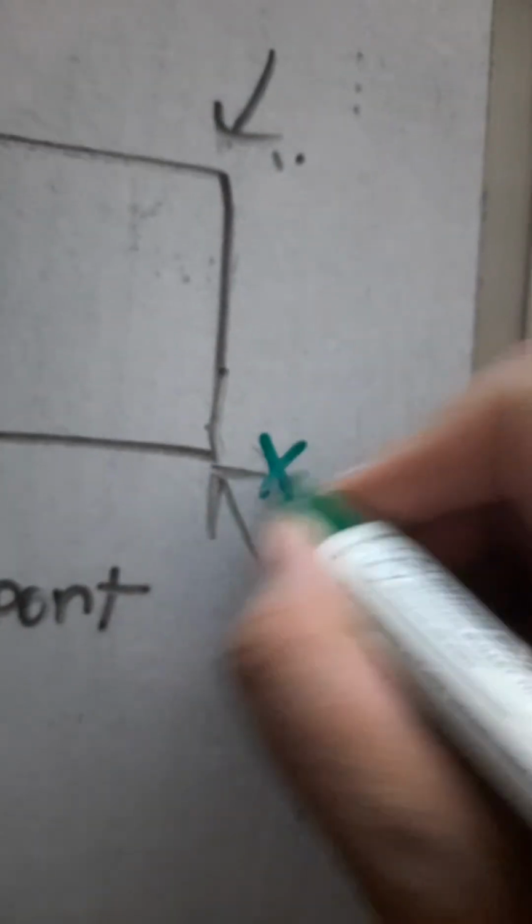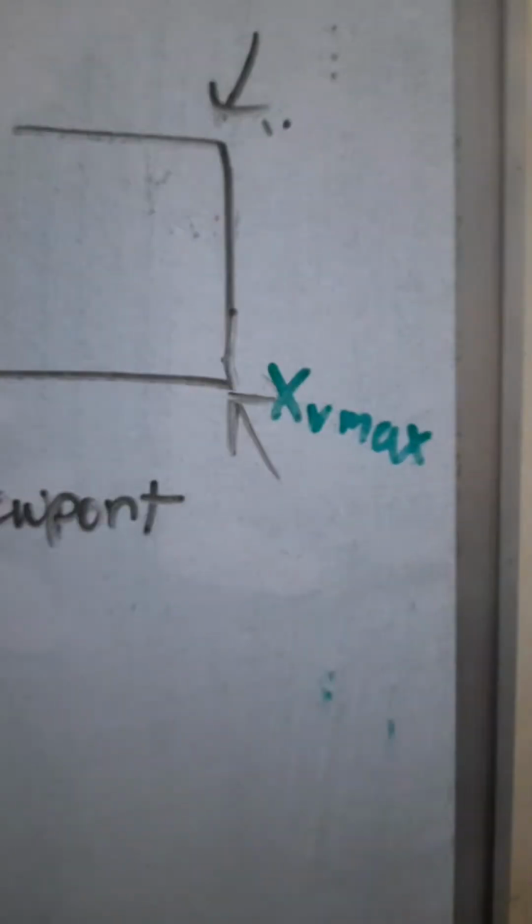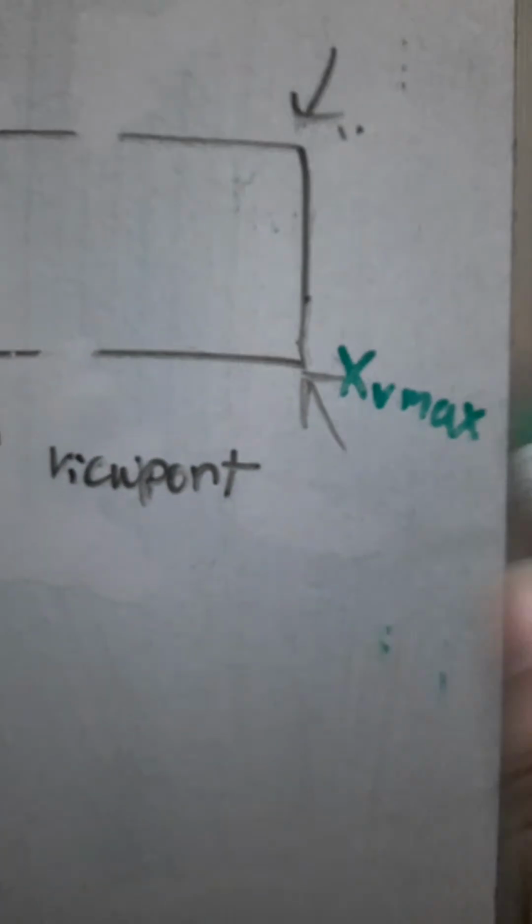So what I'm gonna do is, so this is your XV max. Okay. So this is obviously right of the x-axis, so x increases here. So what I'm gonna do is, so we are gonna take.